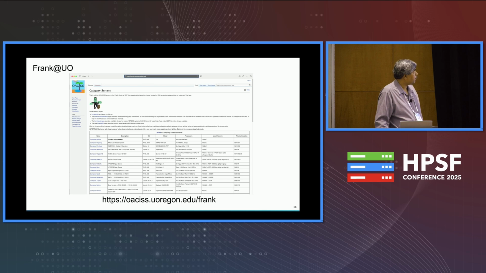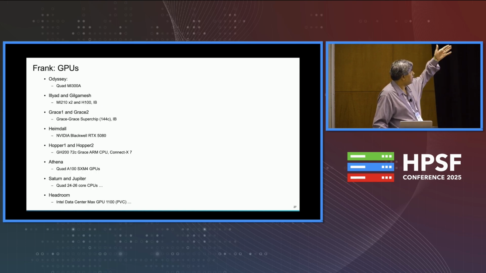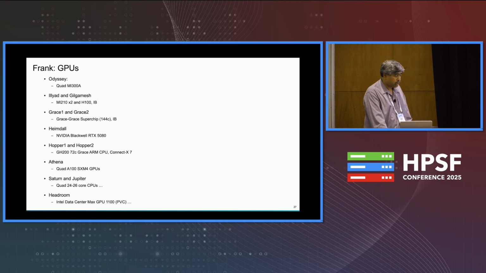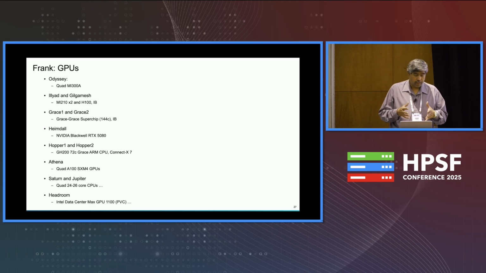And we use Frank at the University of Oregon. This is the URL for Frank, oss.uoregon.edu/Frank. And you will see the types of machines we have over here with different GPU architectures. Here are the names of some of the machines and what kind of GPUs are available over here. And some of them are very capable machines. And you will notice that we have a large number of CPU cores as well.